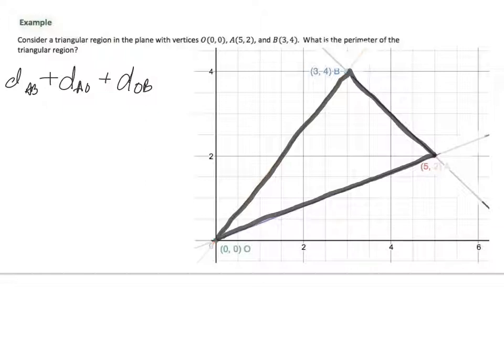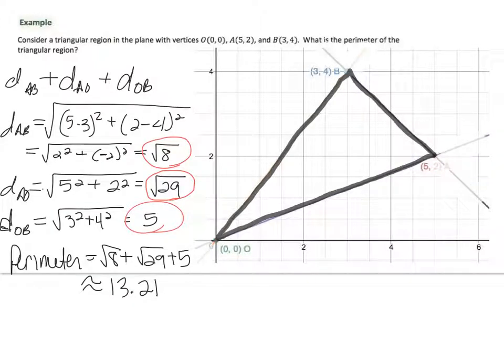I'm going to push pause and do this. You guys know how to calculate distance, so you don't have to watch me do it. I'll show you my work though. So the perimeter here is approximately 13.21 units. Okay, check my work. I think I did everything right. Now the next question asks you what the area of the triangular region is.